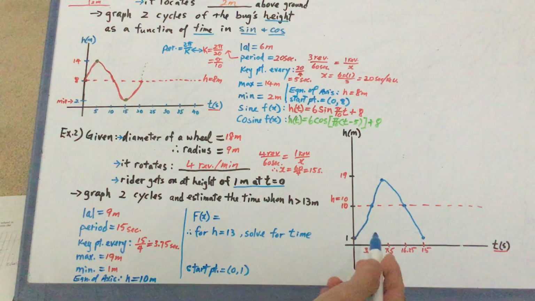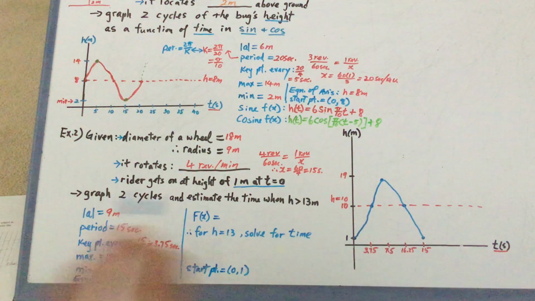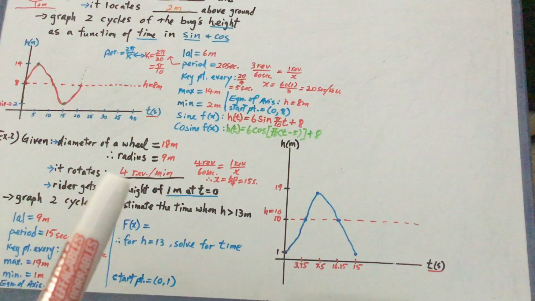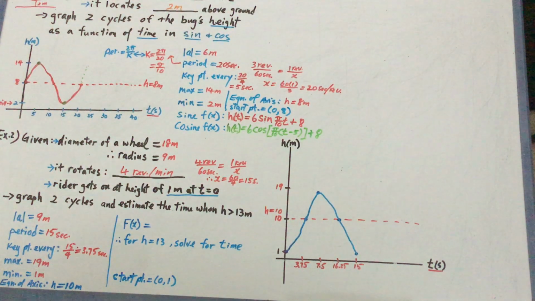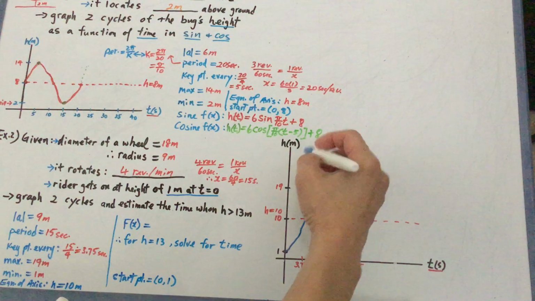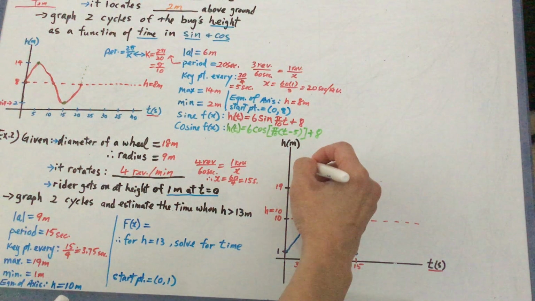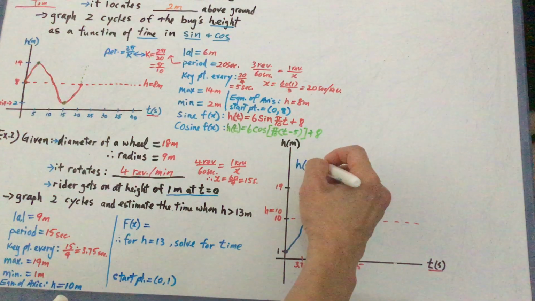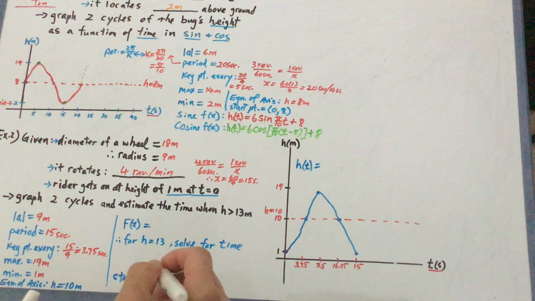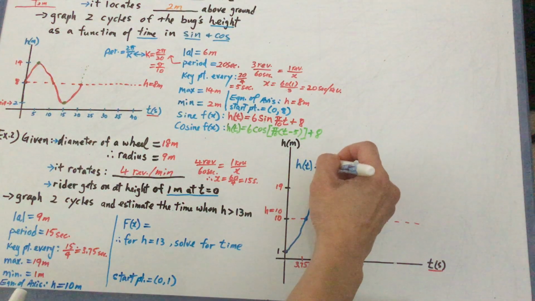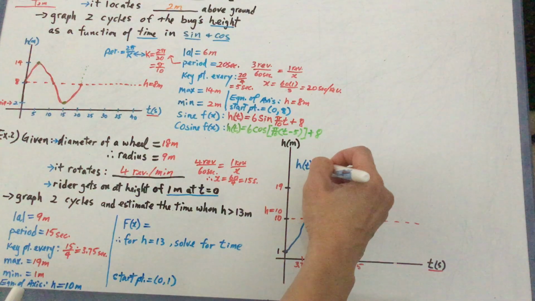And certainly, since the starting point is at the minimum, therefore we're not going to use the sine graph. So in this case, I will give myself a height function in terms of time that will have the amplitude of 9, but it's a negative 9.